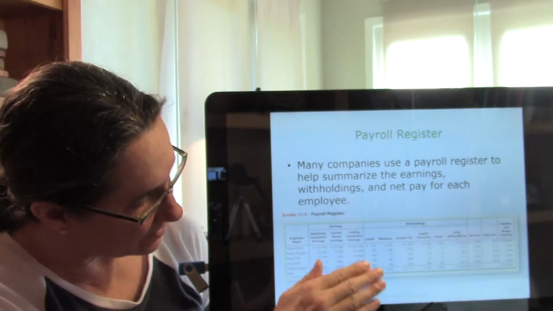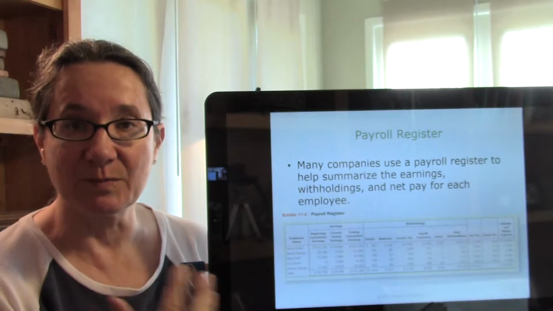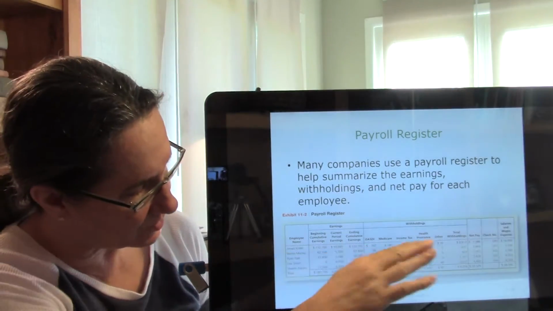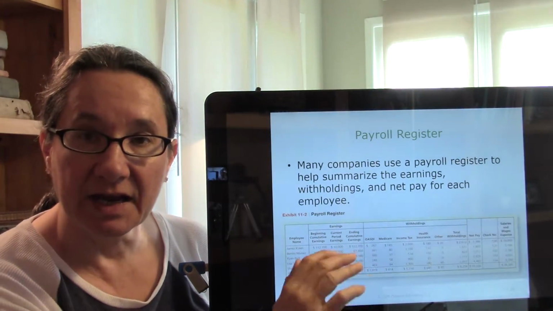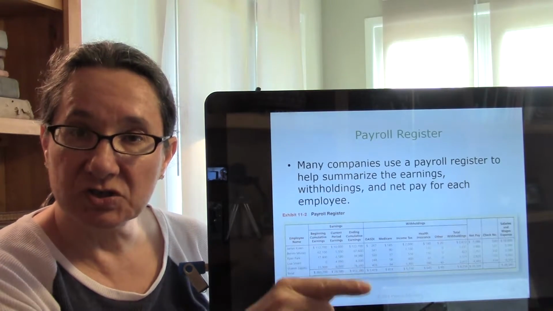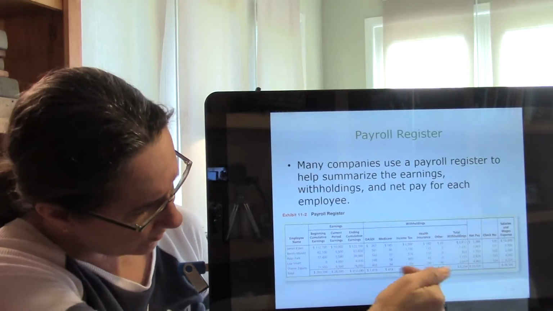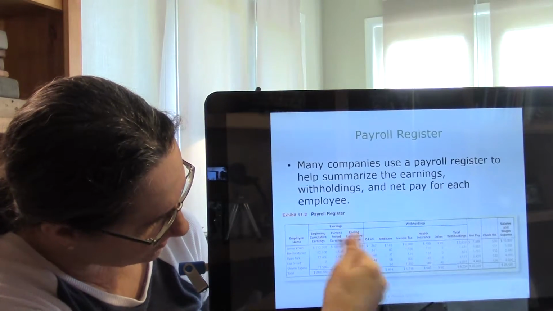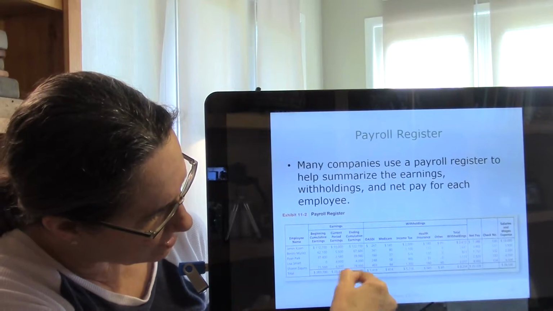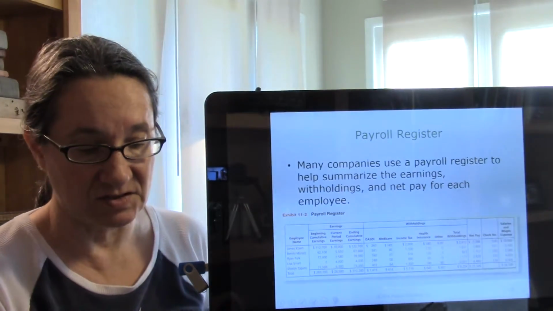So basically what employers do, so you're the accountant working for an employer, you have to do payroll, right? So you have to keep track of each separate employee in your payroll register. Then when you journalize those expenses and those liabilities, you just total up everybody's, right? So you kept each employee separately, and then you're just going to use these totals when you journalize the transactions.